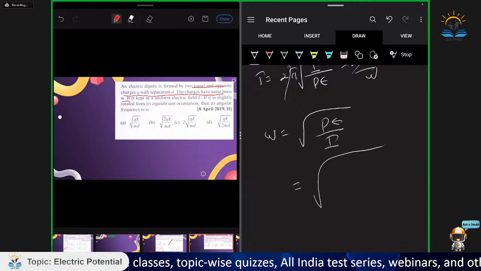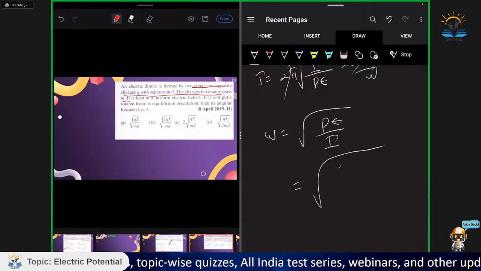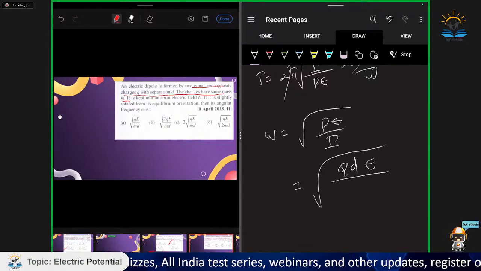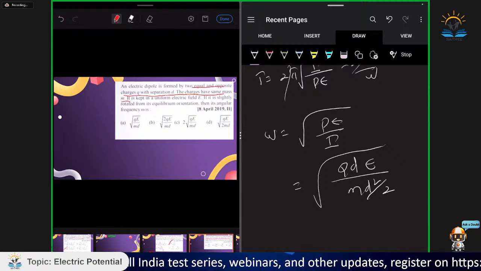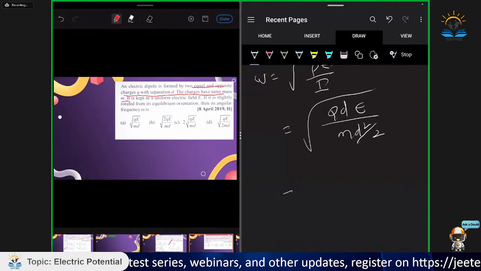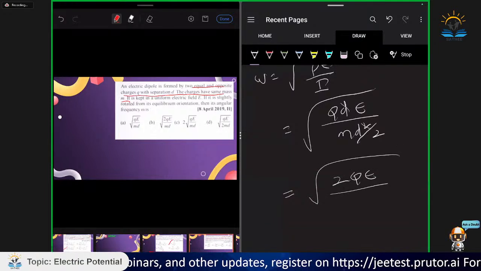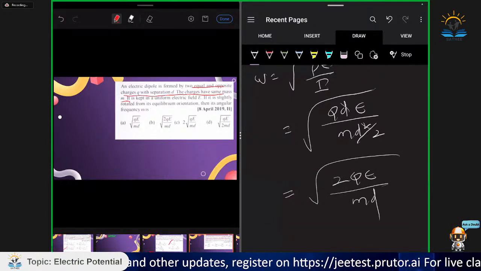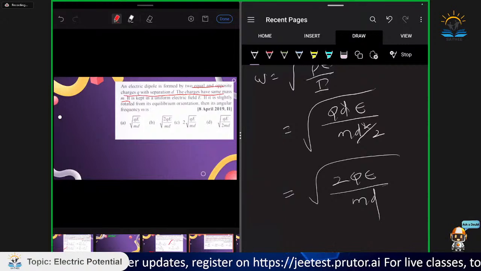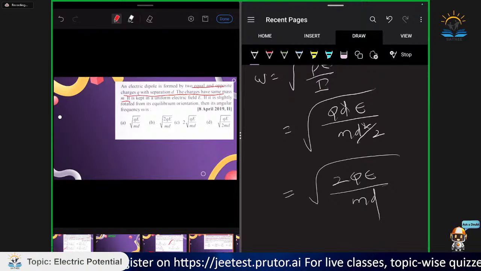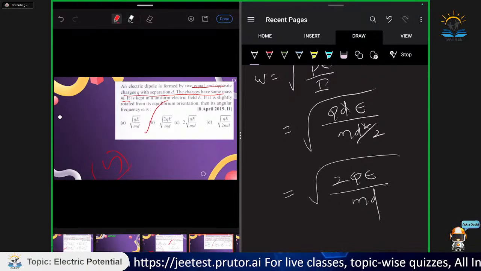Uniform electric field E. So PE will be qdE, and the moment of inertia is md² by 2. So we can cancel d, and we get root of 2qE upon md. So option B is the right answer.